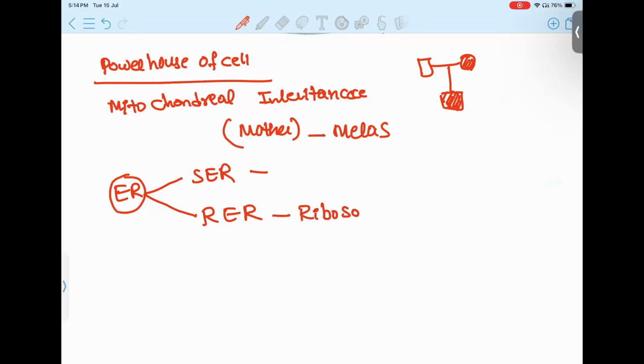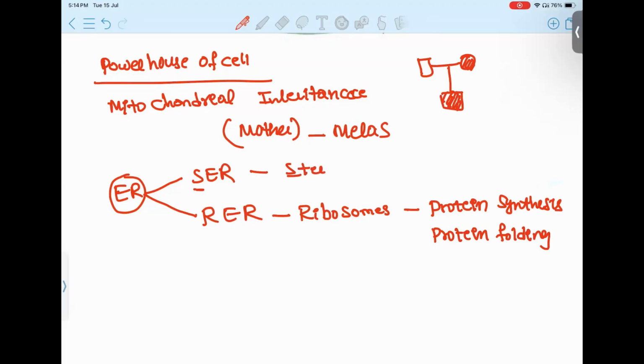What will the ribosomes be doing, guys? They will be doing protein production, or protein synthesis, and they will also participate in protein folding. What about the smooth endoplasmic reticulum? S for smooth and S for steroid. So it will participate in steroid synthesis, and detoxification.